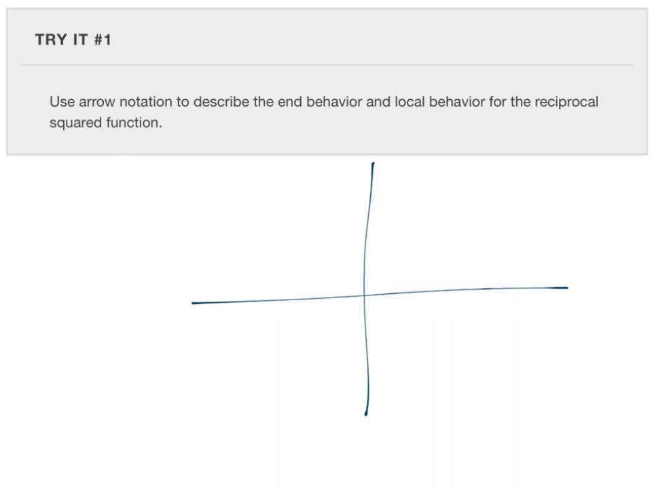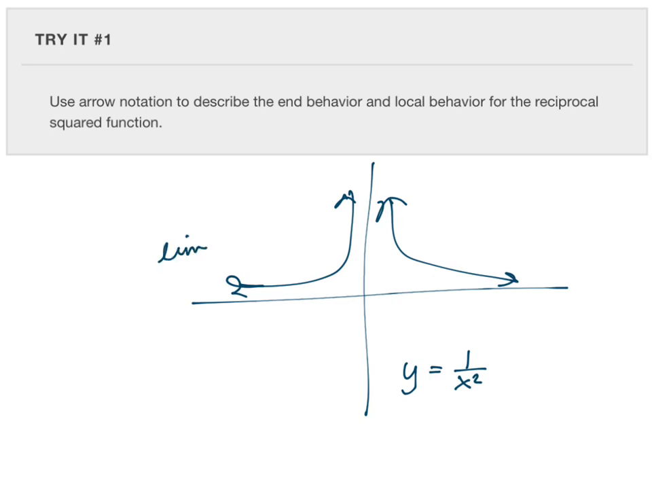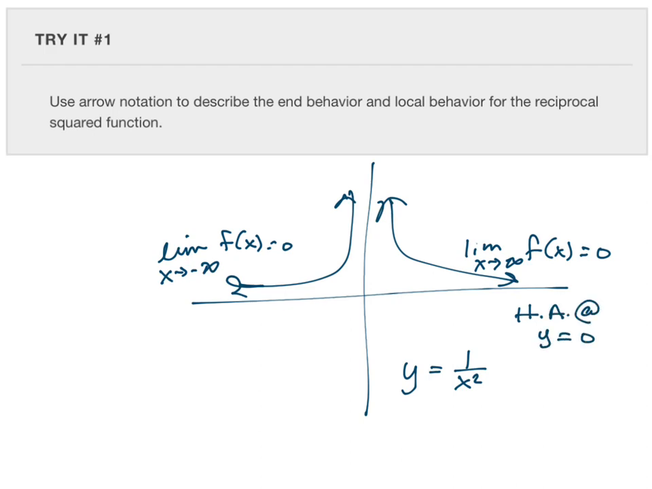Okay? This would be the function y equals 1 over x squared, and it looks like this. That's a pretty rough sketch. But on the left side, the limit as x approaches negative infinity of f of x is 0. The limit as x approaches positive infinity of f of x is also 0. So there's a horizontal asymptote at y equals 0.